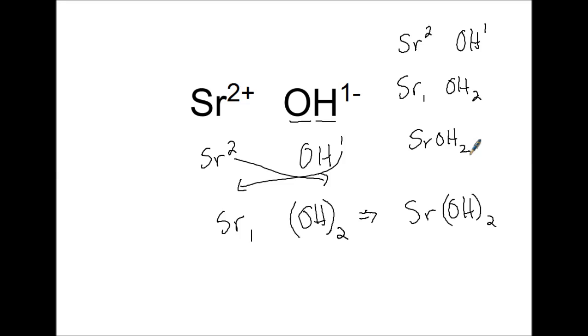Okay, because what that is actually telling us is that we have 2 hydrogens and only 1 oxygen, when in actuality we have 2 oxygens and 2 hydrogens if we distribute the 2 to whatever's inside the parentheses. Okay, so make sure that you're very careful when using hydroxide.